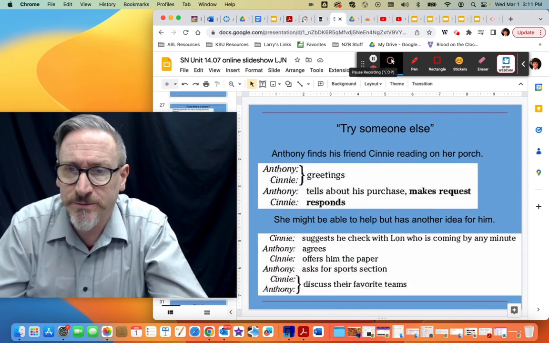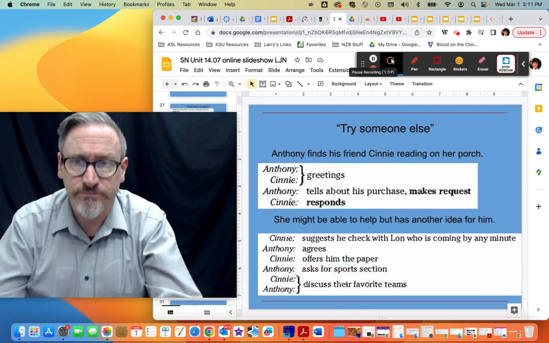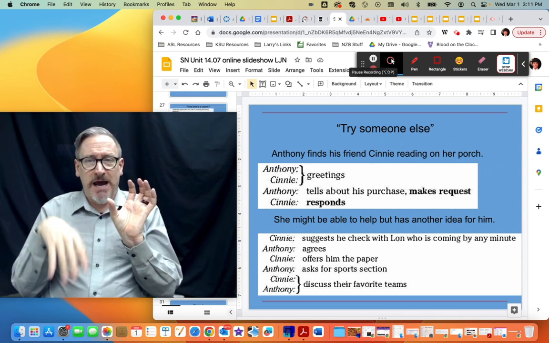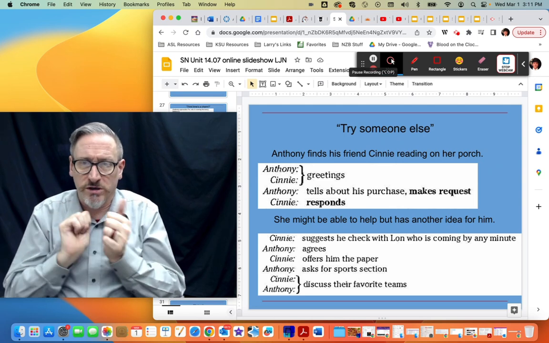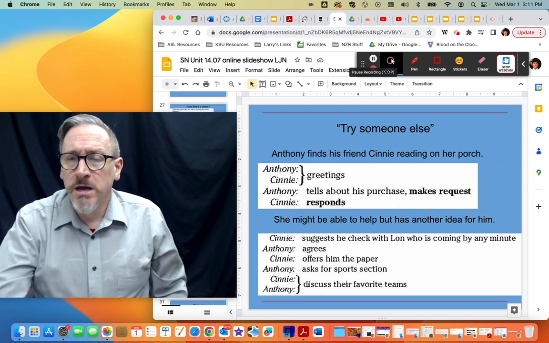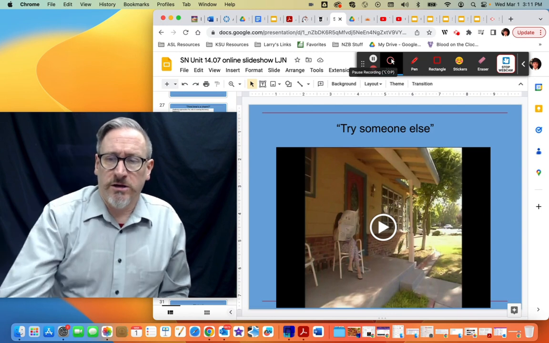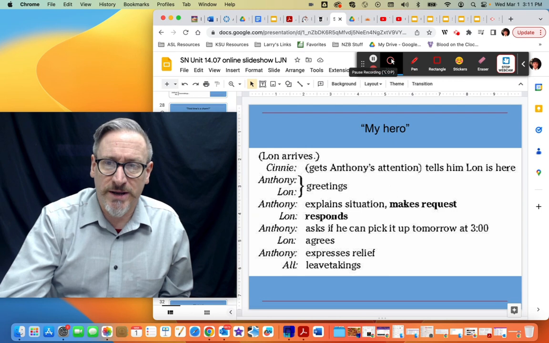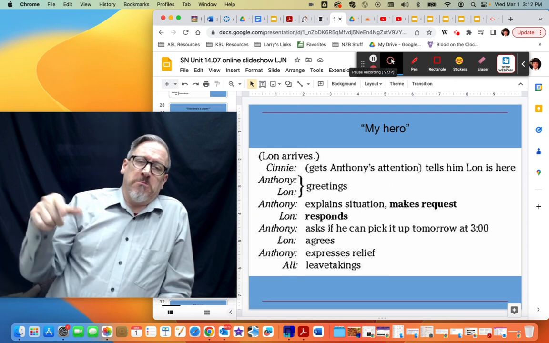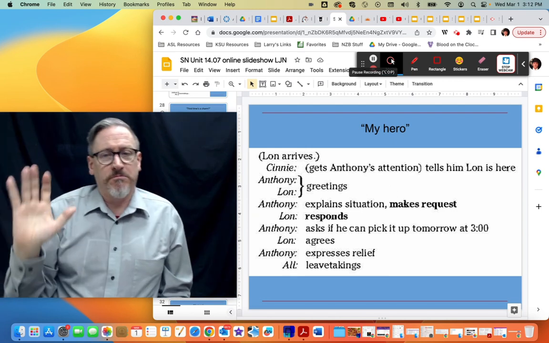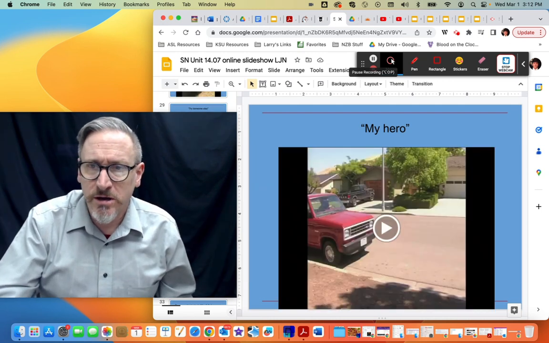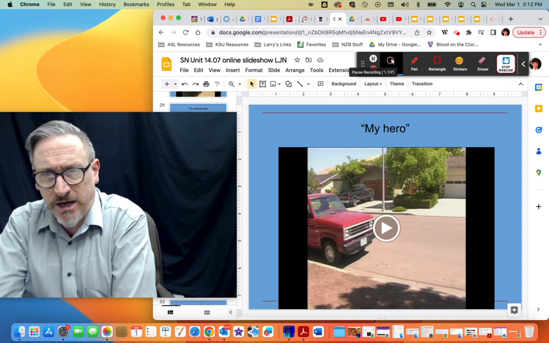So there's lawn mowing. Cindy and Lon. They're just filling the time chatting about the newspaper, sports, and so on, right? Handy little check. Lon arrives. He makes the request, says, okay, but at this time, great, perfect, hugs and kisses all around, dogs and cats living together in harmony, etc.